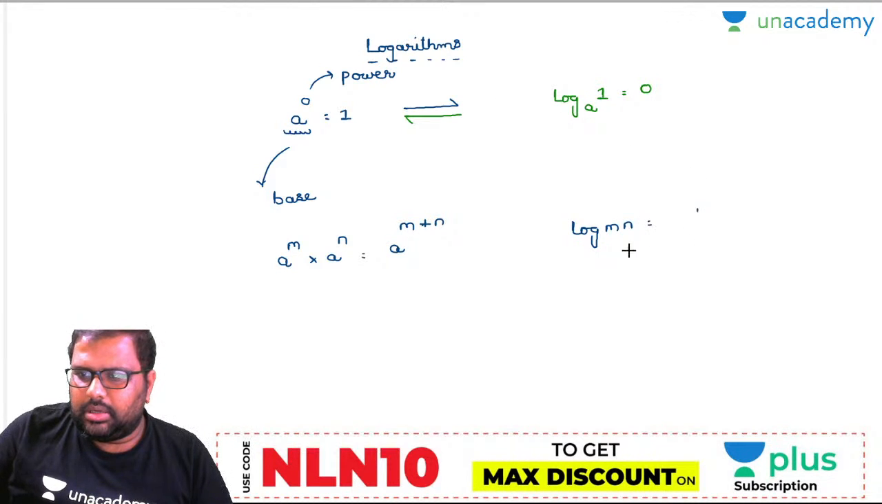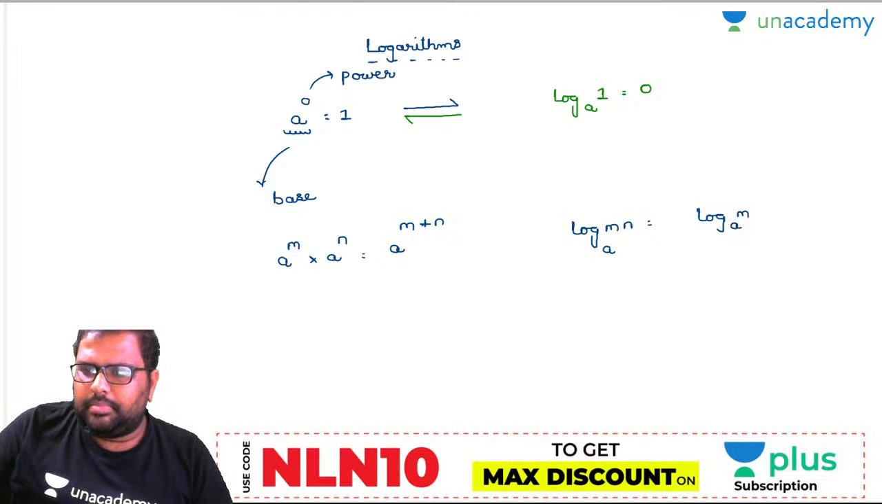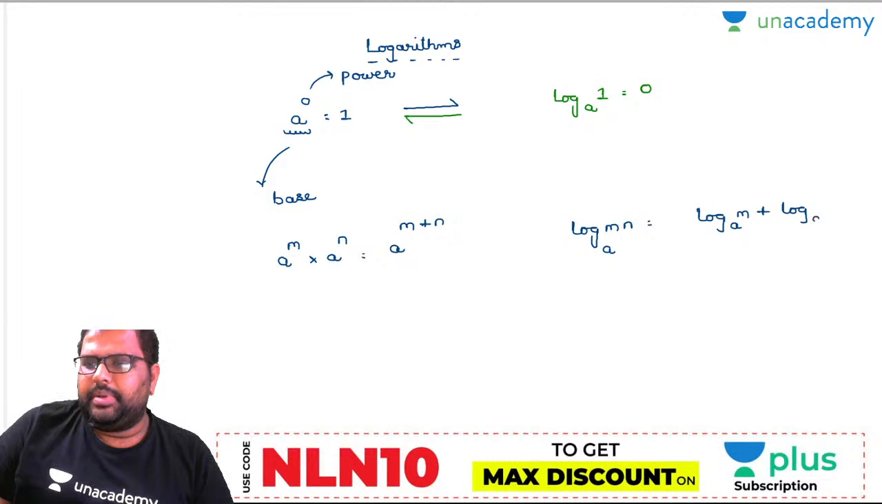Is it nothing but base, log base a here, log base a m plus log base a n? Am I right or wrong? Please let me know, yes or no.